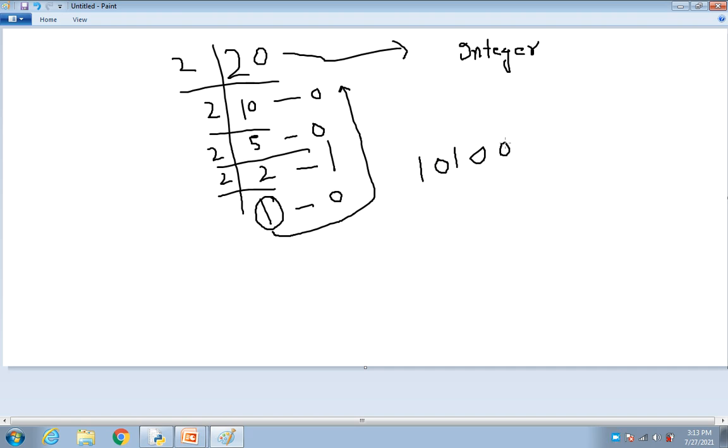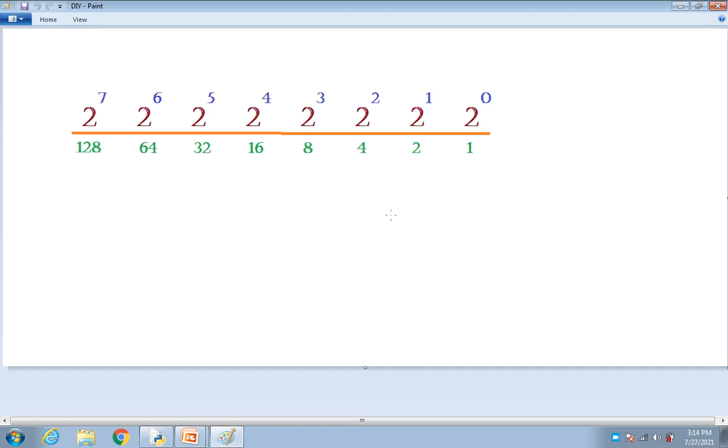So to convert an integer number into binary, you have to divide it by 2, because the base of the binary number system is 2. The second method is the following: 2 raised to power 0, 2 raised to power 1, 2 raised to power 2, 2 raised to power 3, and so on up to 7 if you are taking 8-bit digits. 2 raised to power 0 is 1, 2 raised to power 1 is 2, 2 raised to power 2 is 4, 2 raised to power 3 is 8, and likewise.